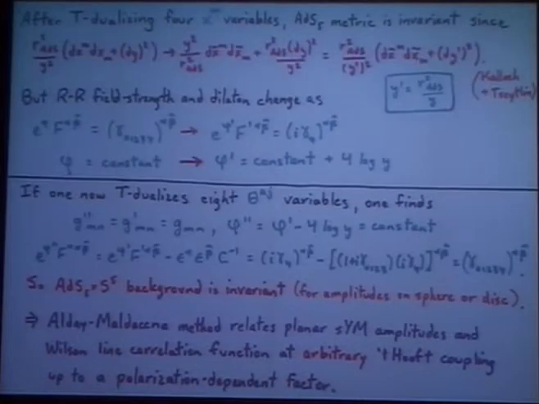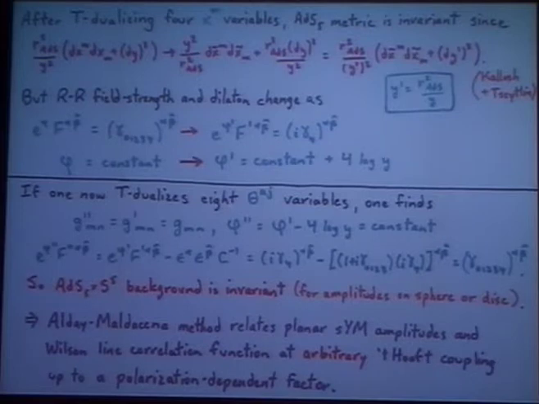Okay, so after T-dualizing the X^M variables, you find the AdS5 metric is invariant for the same reason I discussed before. This was first noticed by Kallosh and Tseytlin. And the Ramond-Ramond field strength and dilaton transform in the same way as I said before. The 5-form changes to the 1-form, and the phi is no longer constant, but now it picks up this dependence on y coming from the T-duality.